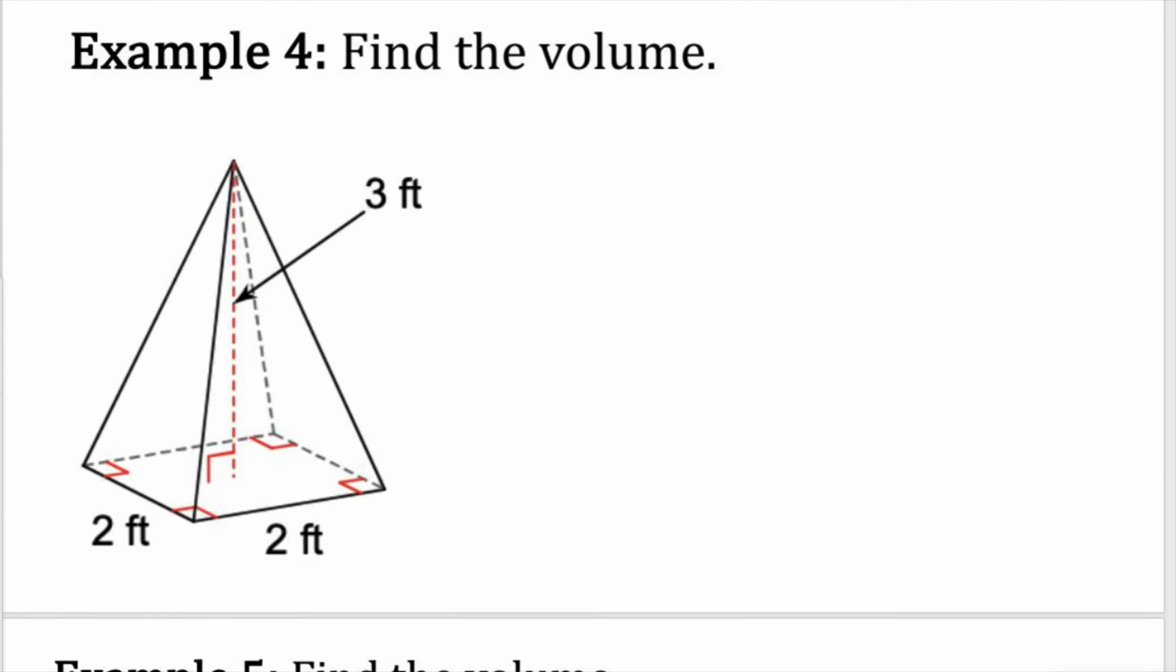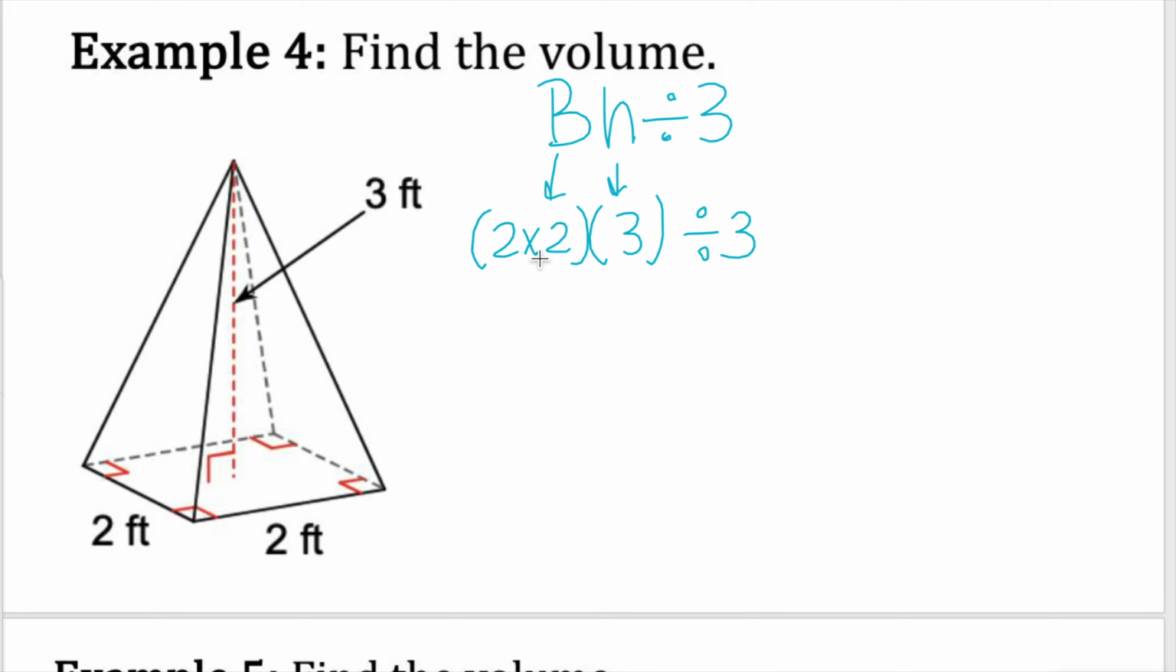This first one we'll start off is very easy. We have area of the base times height, and then we'll take 1/3 of that, which just means divide by 3. So area of the base here can be found by saying 2 times 2. The height of my pyramid is 3, and then we'll divide by 3. 2 times 2 is 4. 4 times 3 is 12, but then 12 divided by 3 just knocks it right down to 4 cubic feet again.